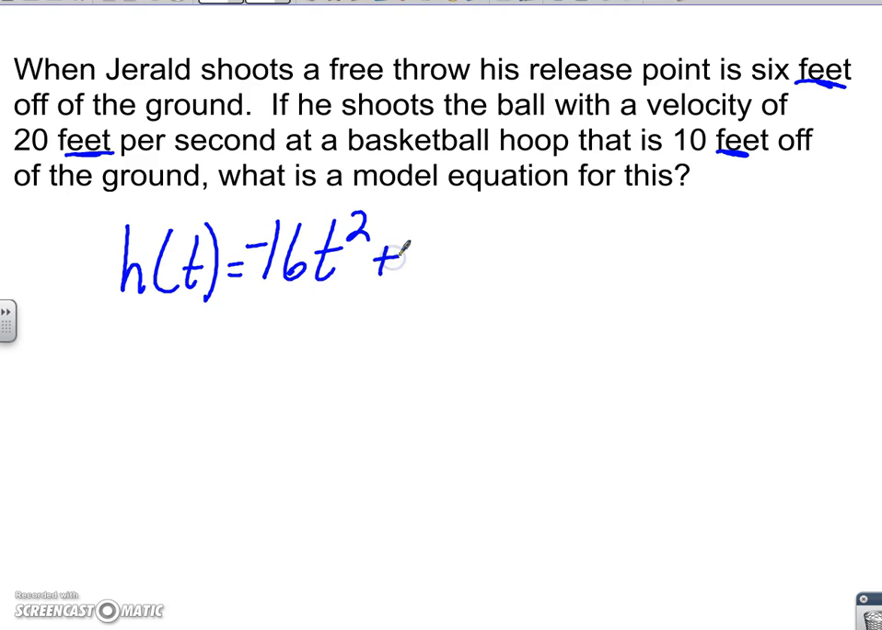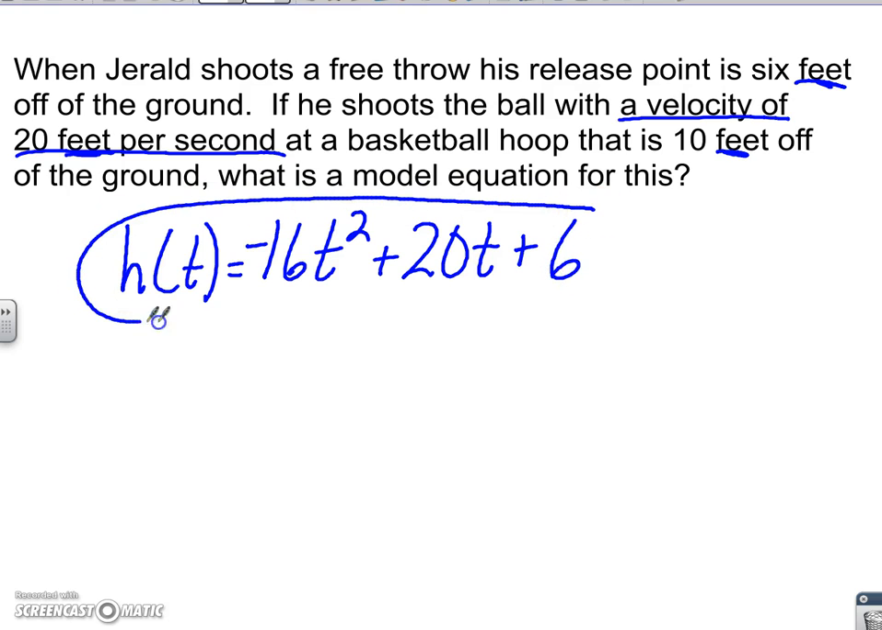Good. So now we need our B, our initial velocity. What's the initial velocity? Well, the velocity is 20 feet per second. So 20 t. Now, we need our initial height. What is our starting height? How high do we start at? Well, we've got two numbers here. We've got 10 feet and 6 feet. Think about it. Yes, 6 feet, that's the initial height. This 10 feet, that's just how high the basket is up in the air.